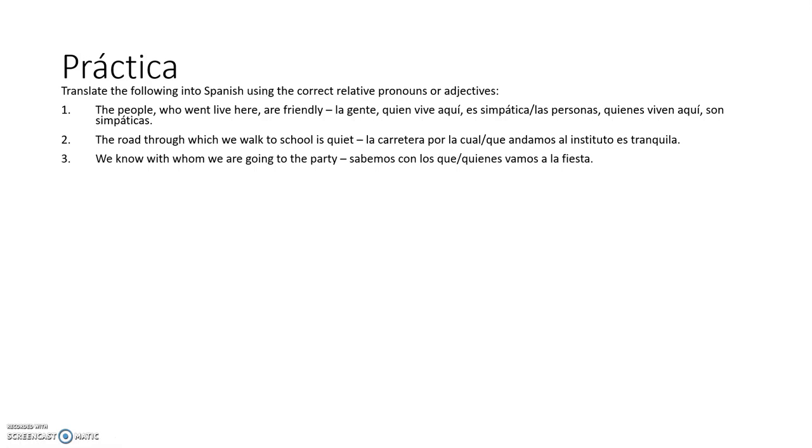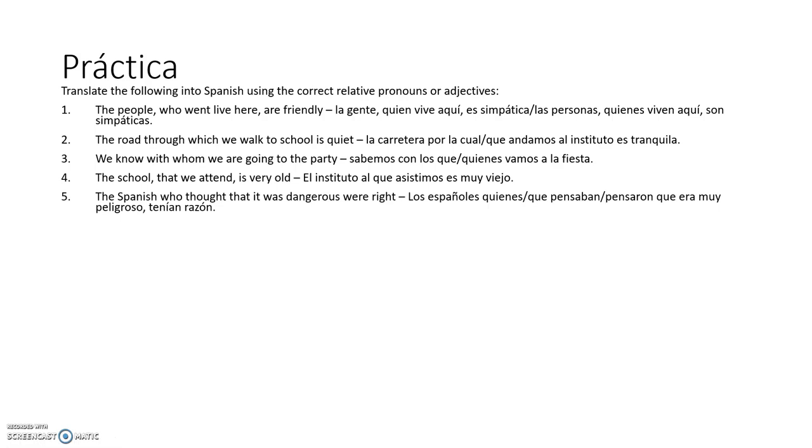We know with whom we're going to party. Sabemos con los que, or do you remember I said we could use quienes for people, los que or quienes vamos a la fiesta. Or we could put los cuales in here as well. El instituto al que asistimos es muy viejo. So do you remember in the last one I put asistir a? So to which. So in English, we tend to not finish the sentence with a preposition. So literally this means to which we attend. Okay. But we need to put the a plus the l when we're doing it in the preposition there.